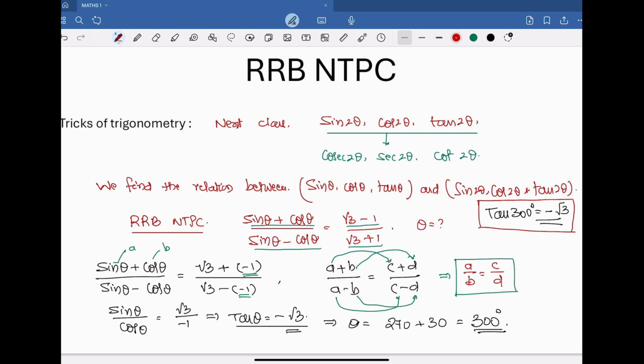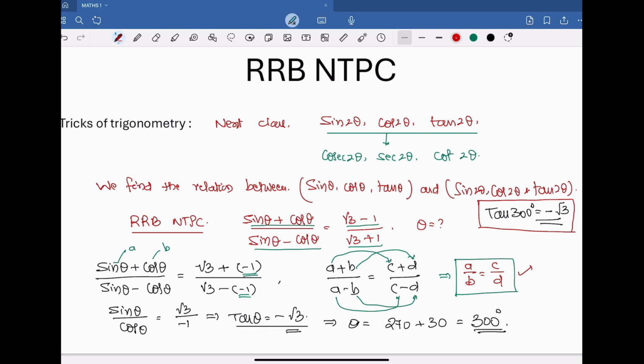It's a very simple question. And if you go on cross multiplying, doing all these things, please remember this formula: A by B is equal to C by D, and you will get the tan theta value. From tan theta is minus root 3, theta is equal to 270 plus 30, that is 300. This is how we have to get the value, and the answers are 240, 45, 90. From the answers also you will be able to easily get it.